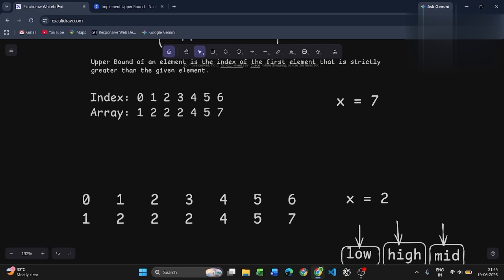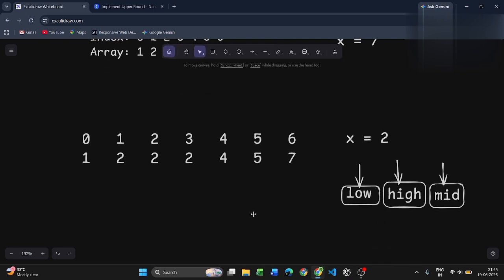The clear solution is that, since the array is sorted, we can apply a binary search here. So let us apply a binary search. If you have not checked the first video for binary search, please check it out, because without it you can't understand how this binary search would be implemented.